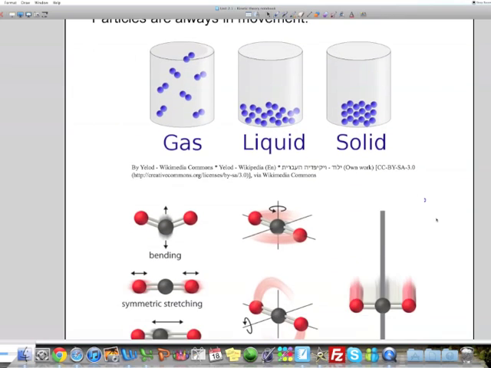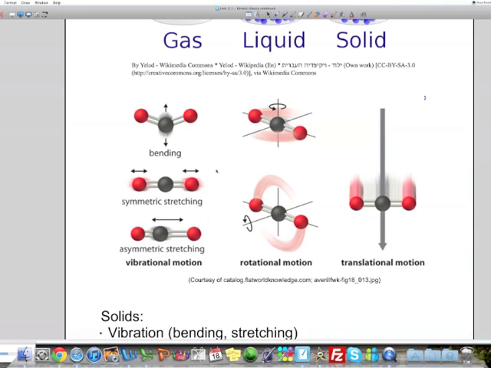There are 3 types. So we have vibration. There's 3 types of vibration. Your molecule can bend back and forth like this, or could stretch, either symmetrically, so both ends are pulling to the same extent, or asymmetrically, so one side is pulling more than the other side. So these are types of vibration within matter. Then we have rotation. So your molecule may turn on itself in one direction or in the other. And for translation, well, it's just moving from point A to point B in a straight line.